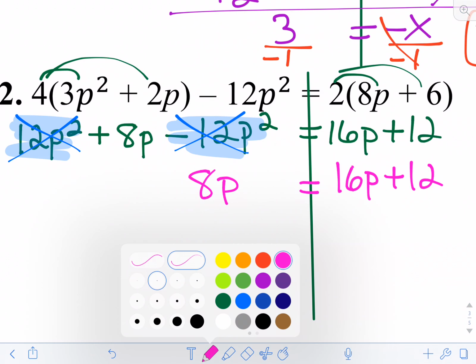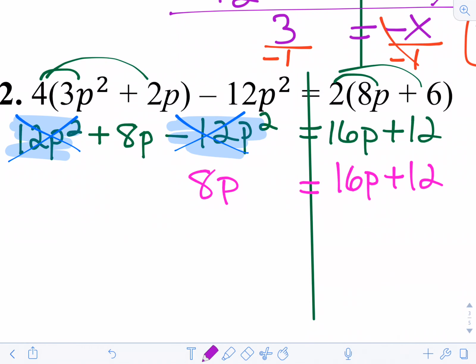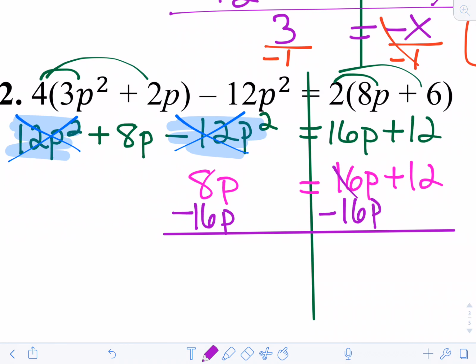In this case, 8p is all by itself, so I'm going to bring the 16p over, so subtract 16p, subtract 16p. Okay, so this is a 0 pair. 8 minus 16 is just negative 8, so negative 8p. And I have a 12 left over.